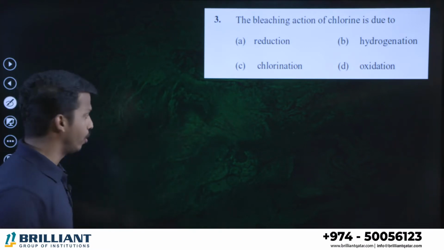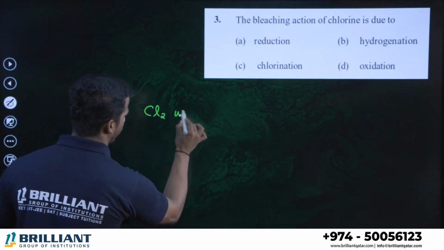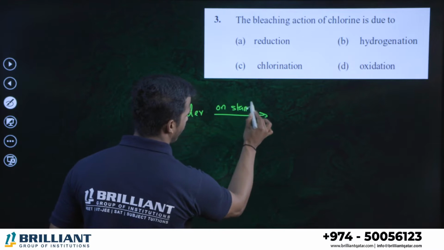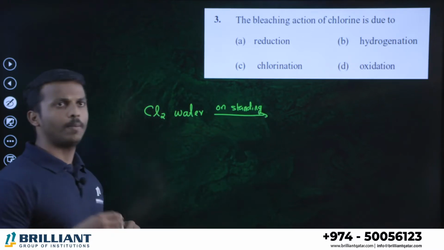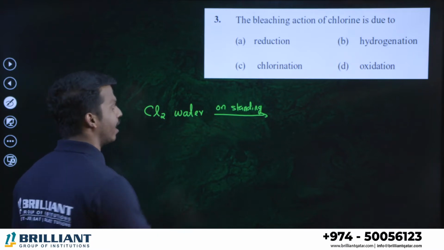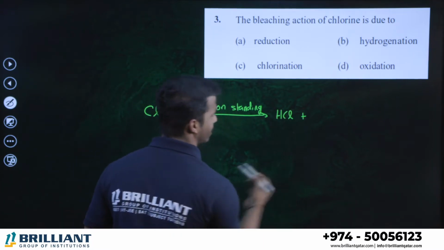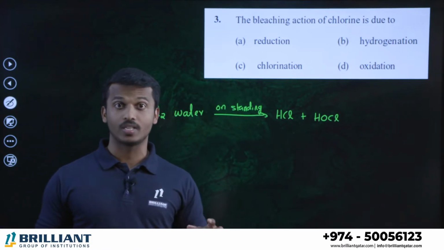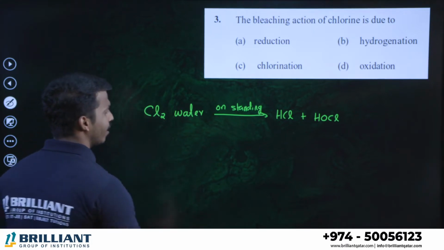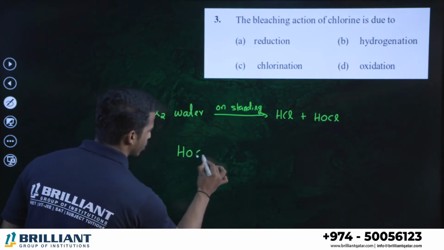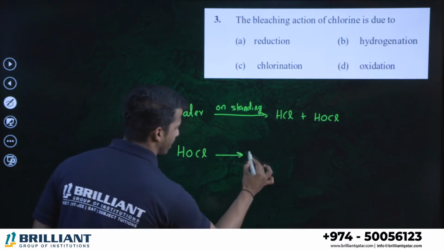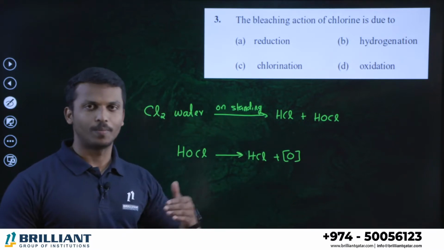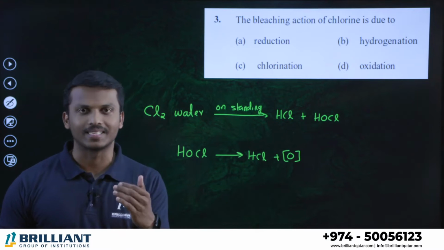Bleaching action of chlorine. Dear student, chlorine water, Cl2 water, right? We studied that chlorine water on standing, that is when you keep chlorine water in a test tube for a long time, produces two very important acids, HCl and HOCl. HCl is hydrochloric acid. HOCl is hypochlorous acid, right? The HOCl produced decomposes to give HCl and oxygen. What is this called? Nascent oxygen, right? Because of the production of nascent oxygen, it acts as a bleaching agent.